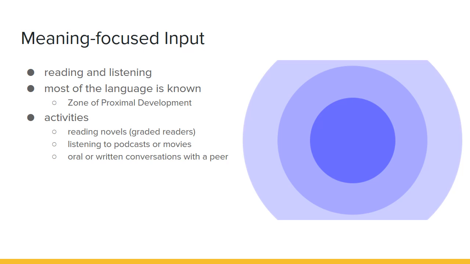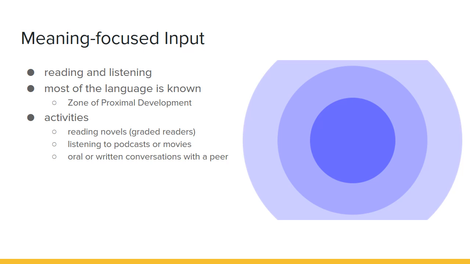The second circle is what they're ready to learn. In other words, this is the I+1. The outer circle, that light color, is what's beyond what the student can learn at this moment. And so our goal with meaning-focused input is to help students expand from that inner circle to the second circle, what they're ready to begin learning.